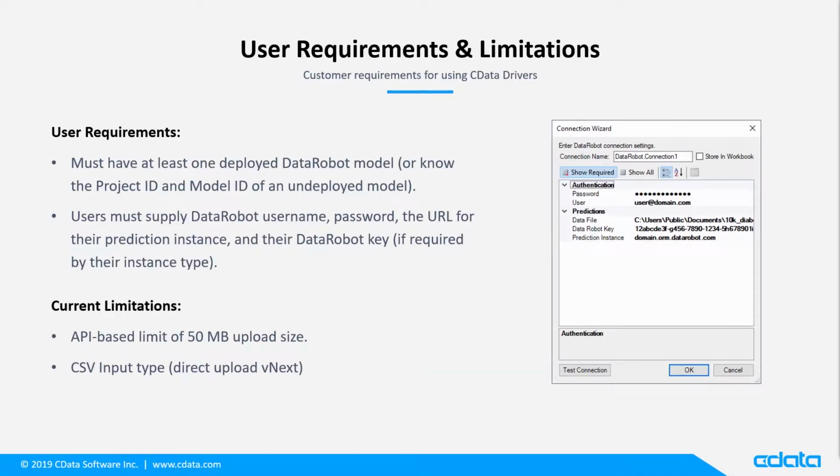So what information do we need? Your customers are going to need to know their DataRobot username and password. They need to know the location of the data file and the DataRobot key and their prediction instance. The DataRobot key obviously is only needed if the instance type requires it. So current limitations of the driver, since we're using the predictions server API: maximum upload size of 50 megabytes. And currently the driver only supports getting predictions on CSV data.